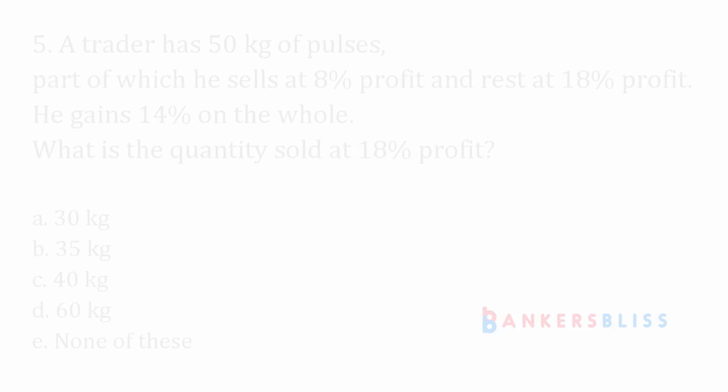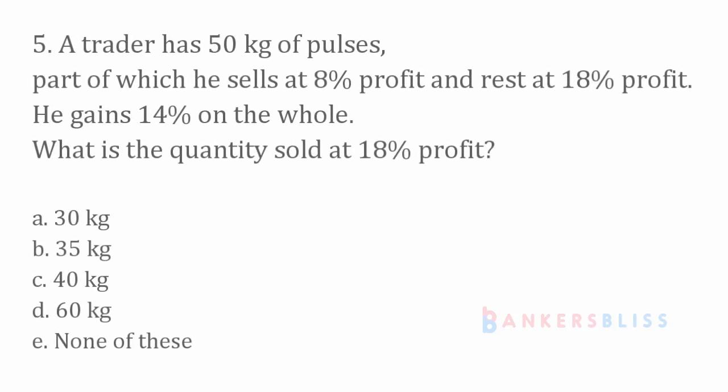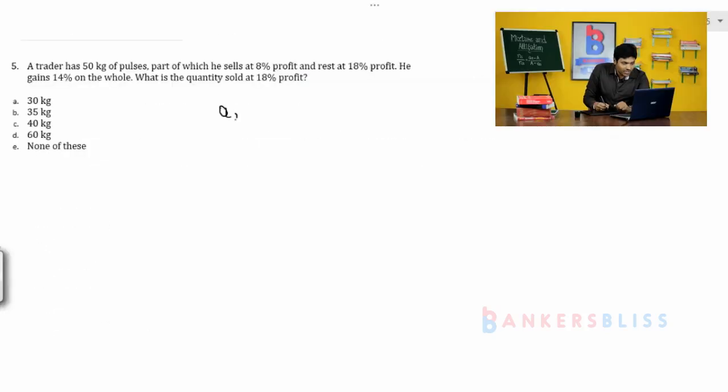Let us move on to the next problem, problem number 5. See here, a trader has 50 kg of pulses, part of which he sells at 8% profit and the rest at 18% profit. He gains 14% on the whole. So, what is the quantity sold at 18%? See here, 18% is the higher percentage. So, A2 is 18. Next, 8% is the lower percentage, therefore A1 is 8. Then, capital A is 14.